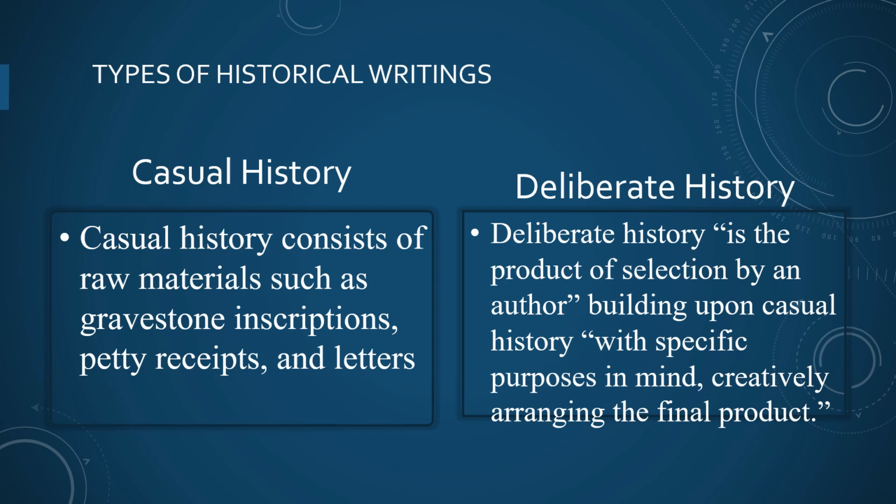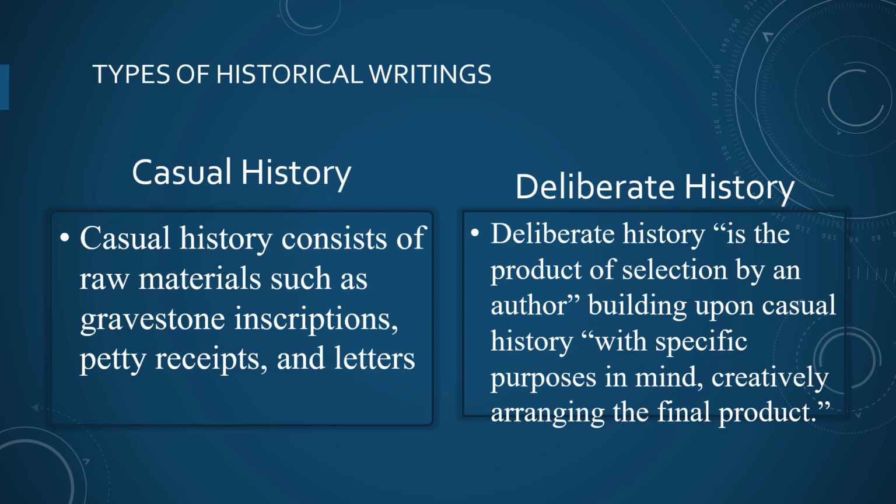Casual history consists of just the raw materials, such as gravestone inscriptions, petty receipts, and letters. Those are things of casual history that you can look at, read, and then you have to try to piece together what's happening. You have to interpret that information, because a pot does not just interpret itself. A gravestone, even if it has something written on it, does not just interpret itself.